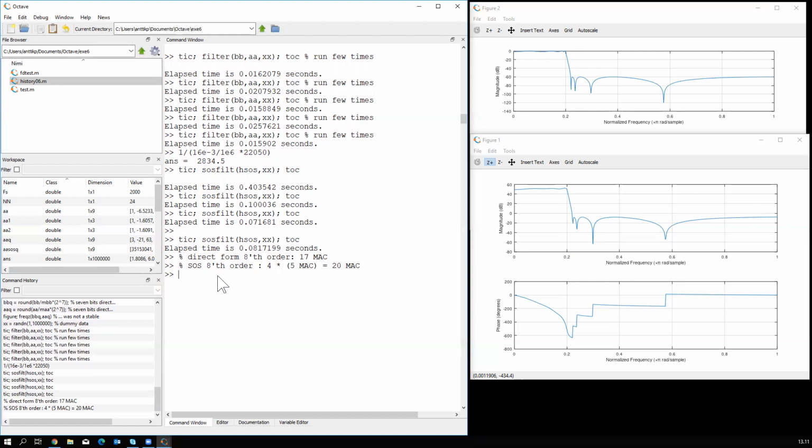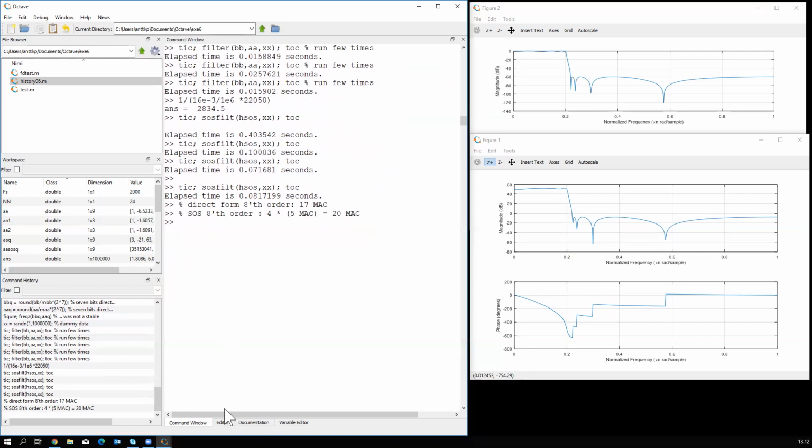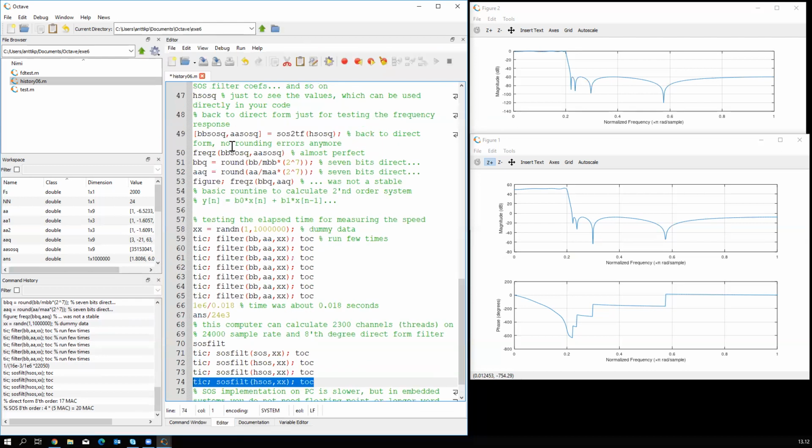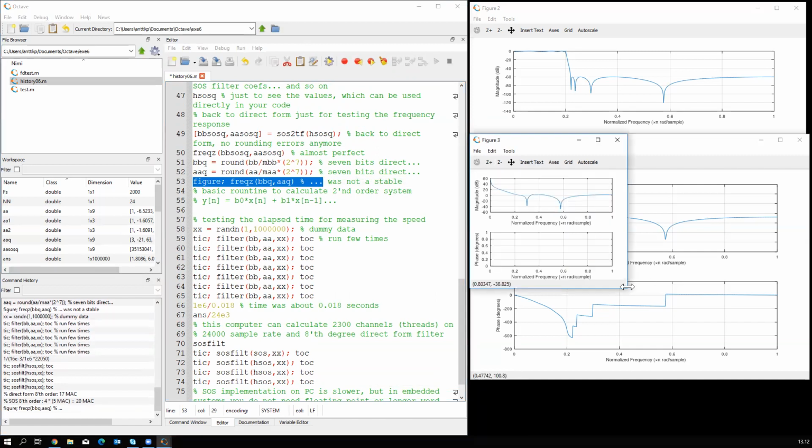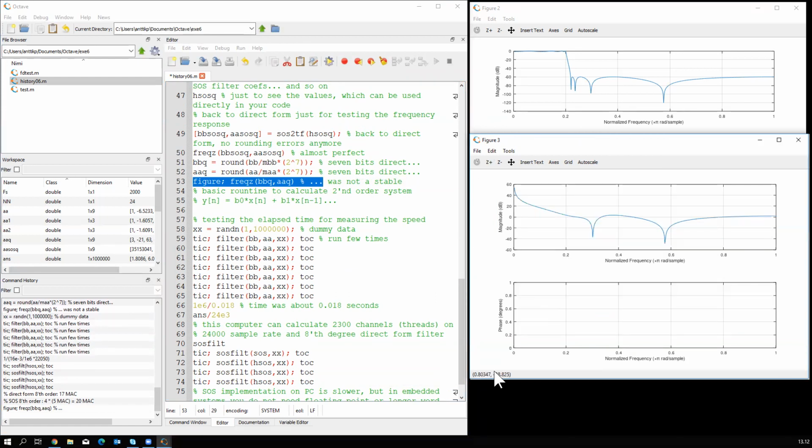So that actually adds up. In this case, it's about 4 times slower to have it on SOS. But on the other hand, do I need to remind you, if you don't have a floating point unit and must do this quantization, you don't have much choice, because that was the eighth order direct form quantized values.